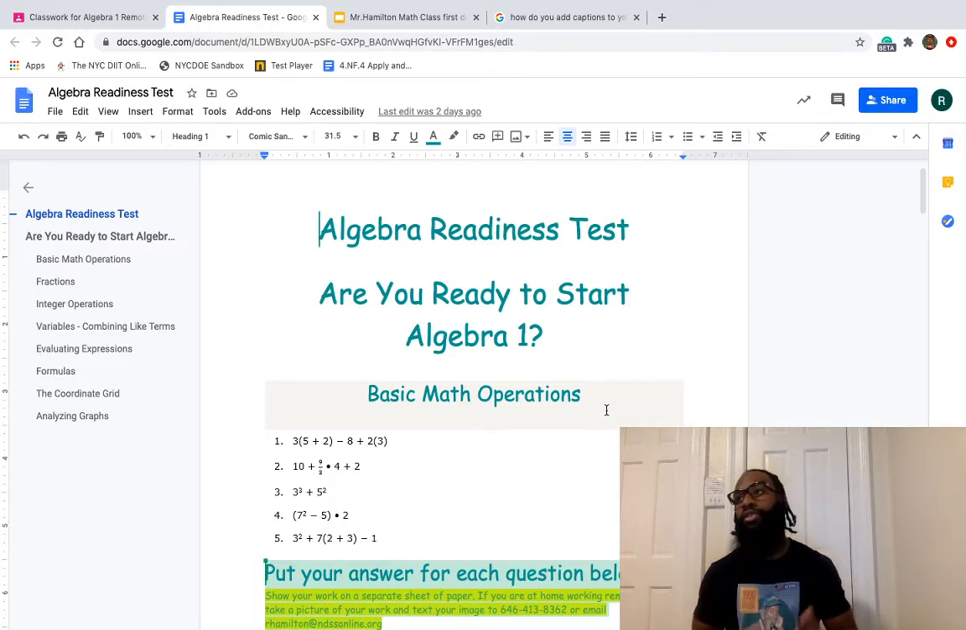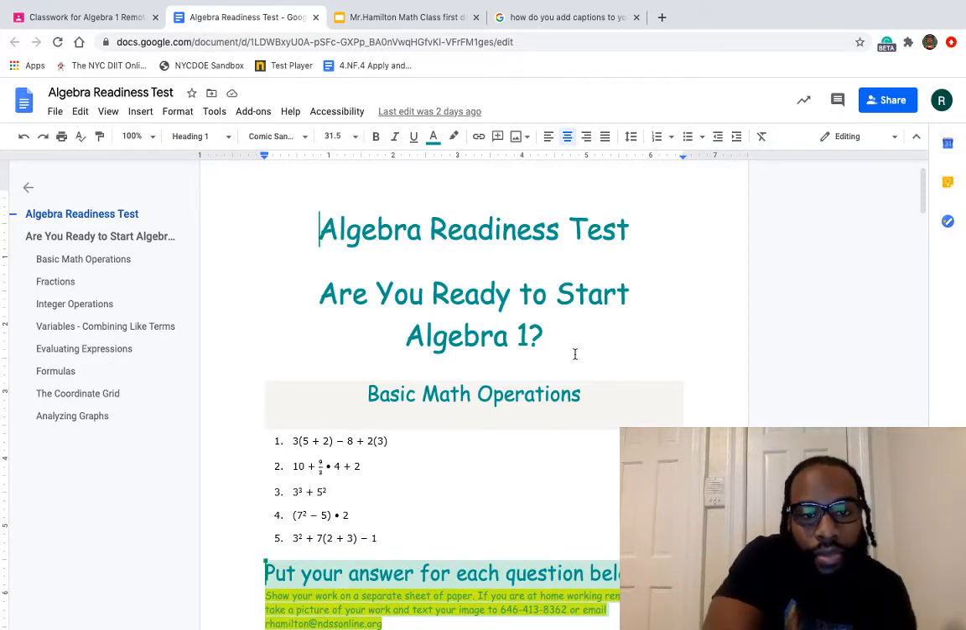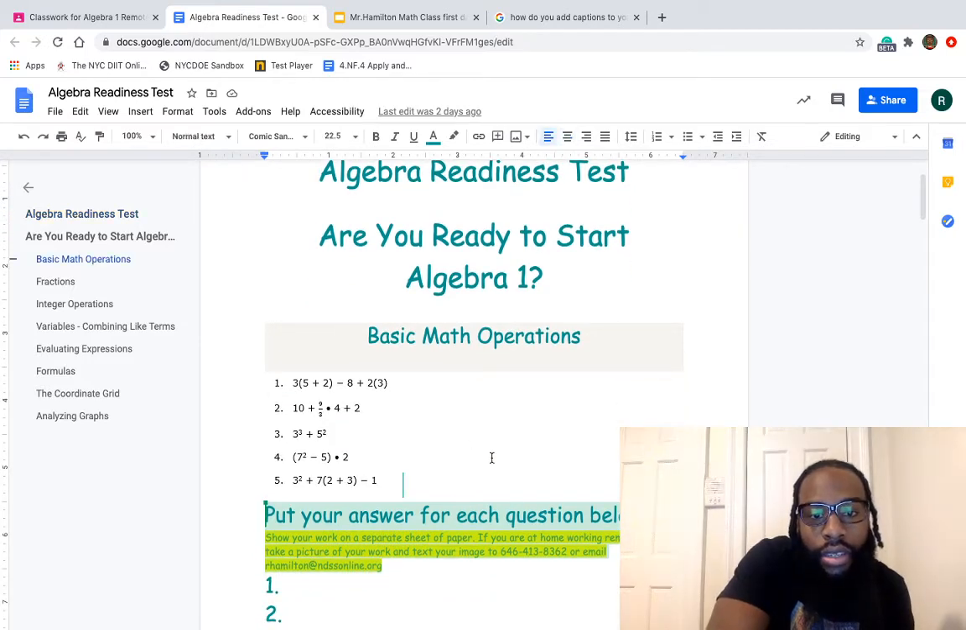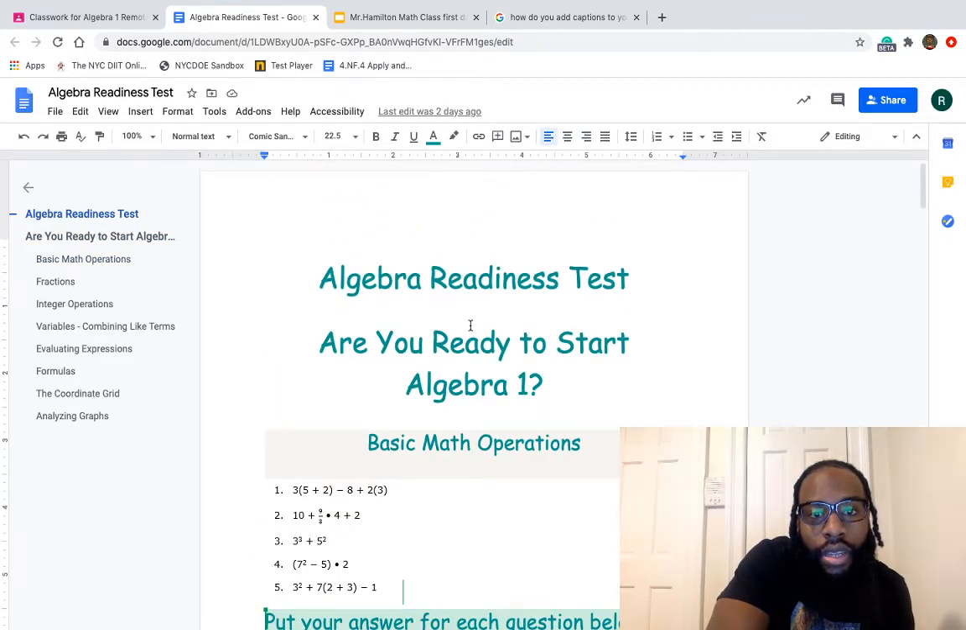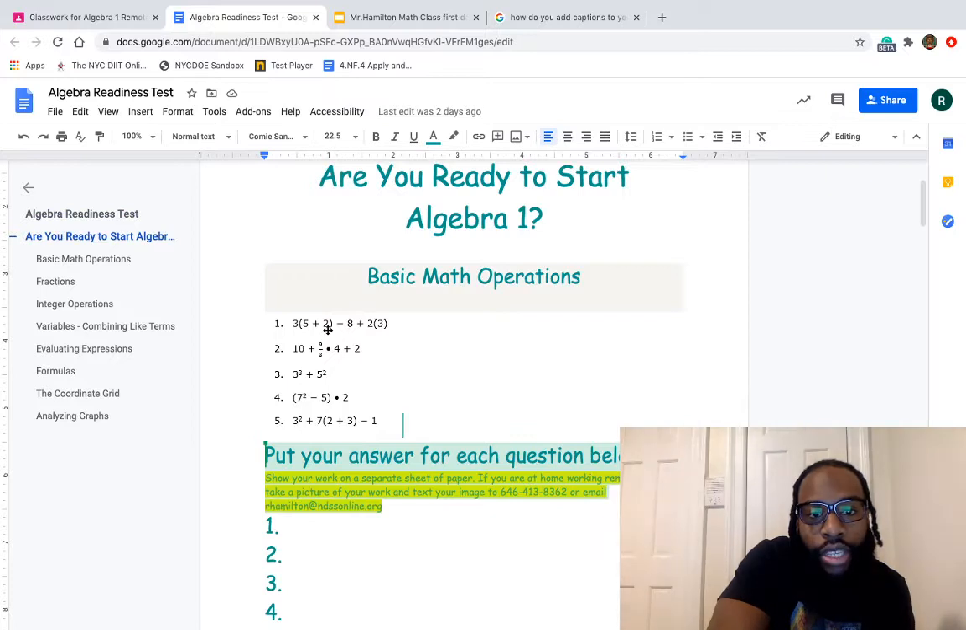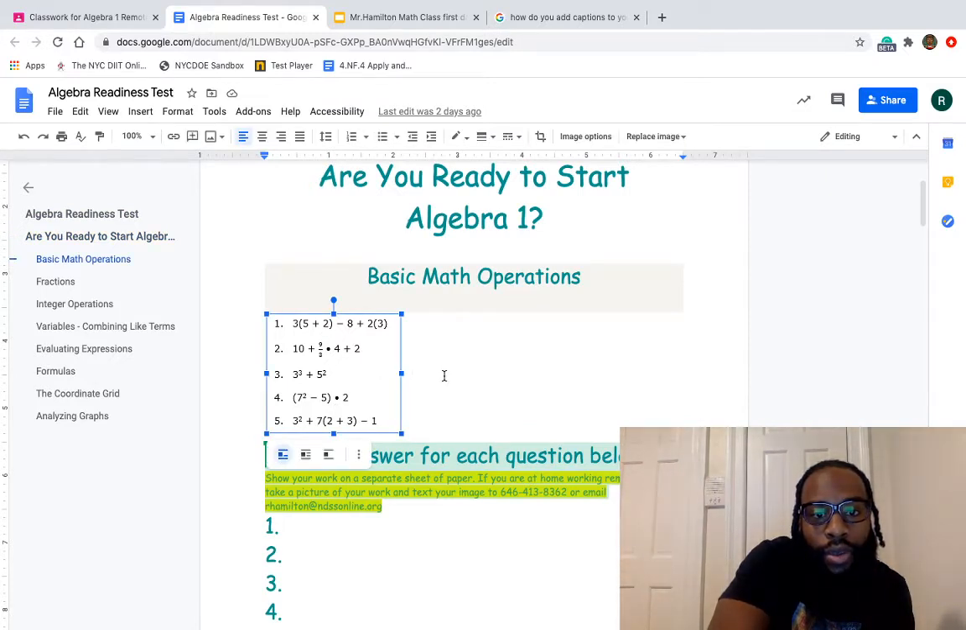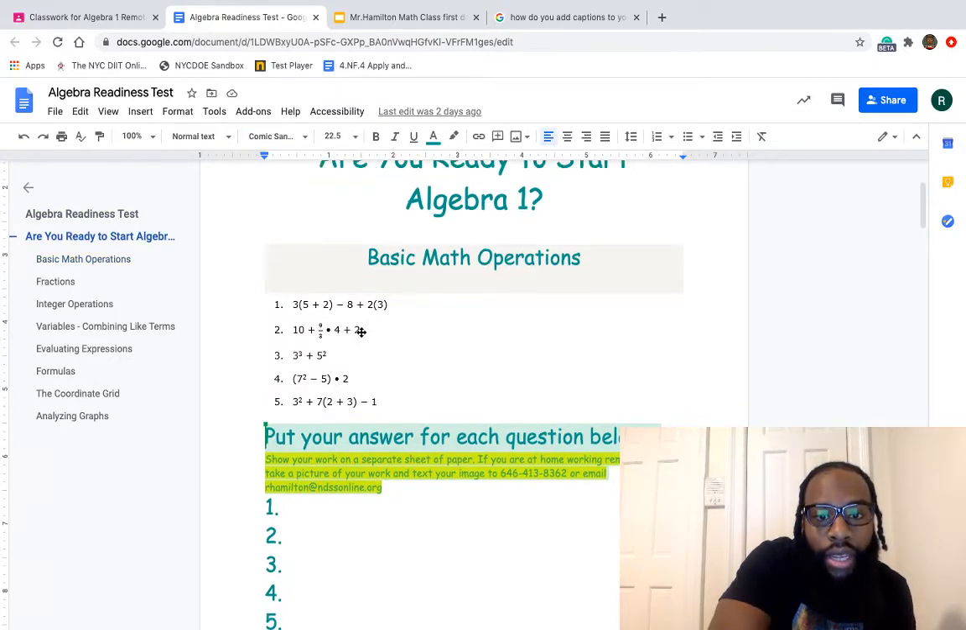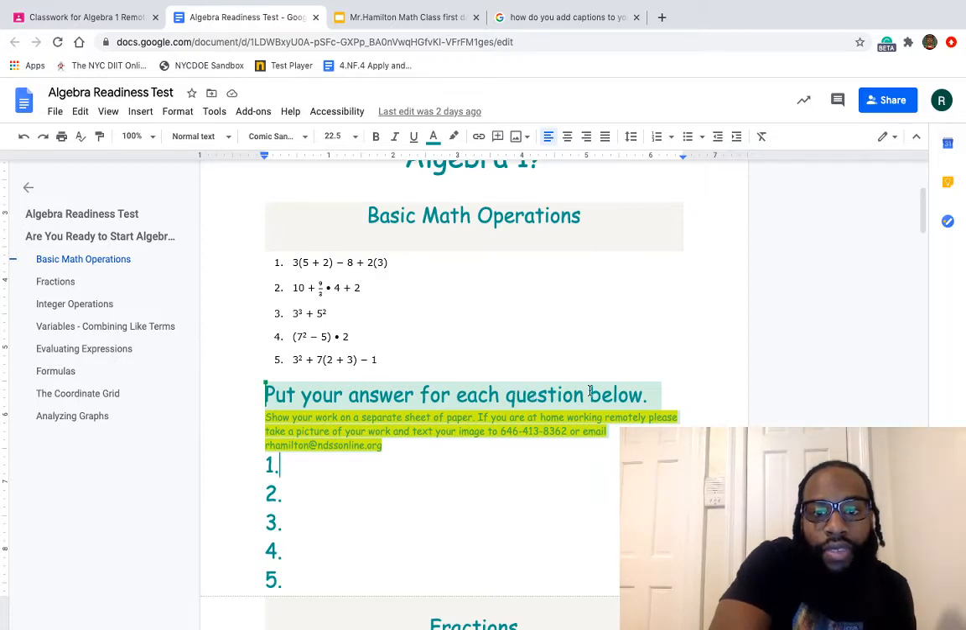It's been a long time since you've been in school. You may have forgotten a lot of things, so I need to know where we are so I can adjust my lessons and meet you where you are, to make sure we're all on the same page. Here, you have your 5 questions. These are images, so you can't really edit them, but you're going to put your answer for each question below.